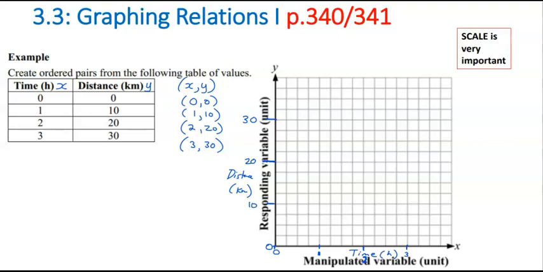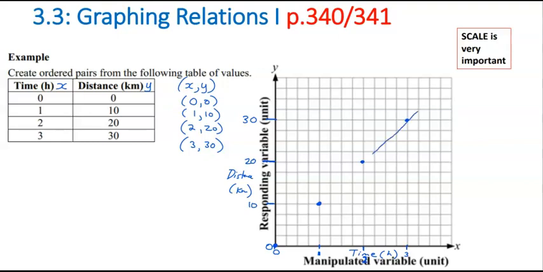Now that I have my scale set up, my graph will actually be accurate. So at 0 time, I'm going 0 kilometers. So that is my plotted point right there at the point of origin. In 1 hour, I'm going 10 kilometers. In 2 hours, I'm going 20 kilometers. And in 3 hours, I'm going 30 kilometers.